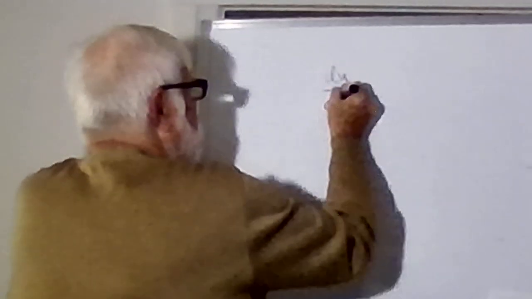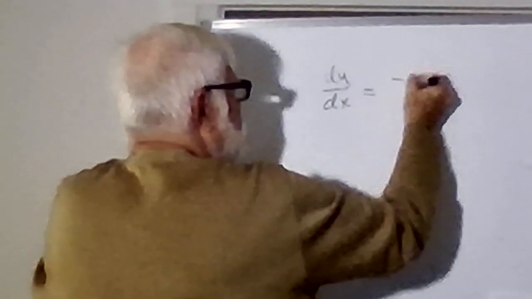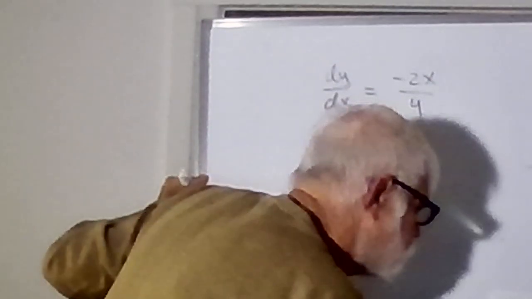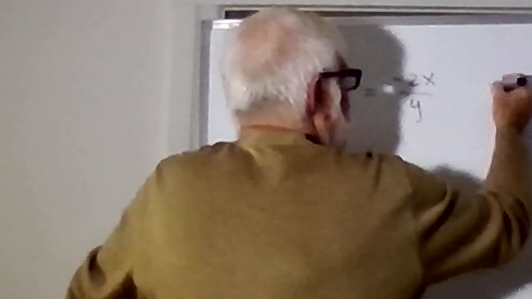Solve dy/dx equals minus 2x over y. So dy/dx, why don't you stop the video and see if you can do this with an initial condition of y of 0 equals 10.